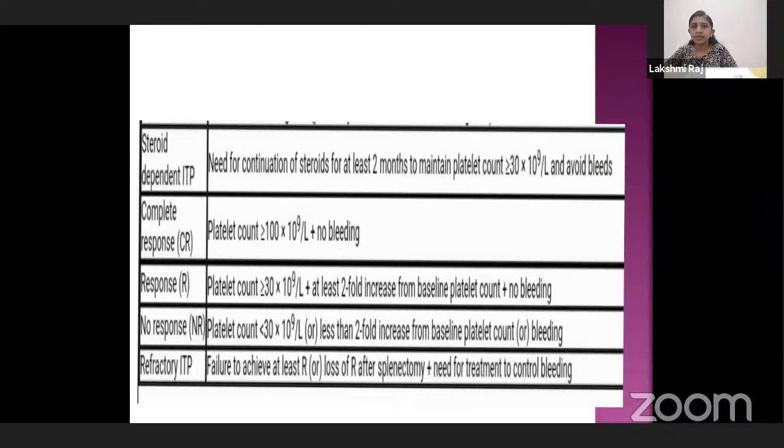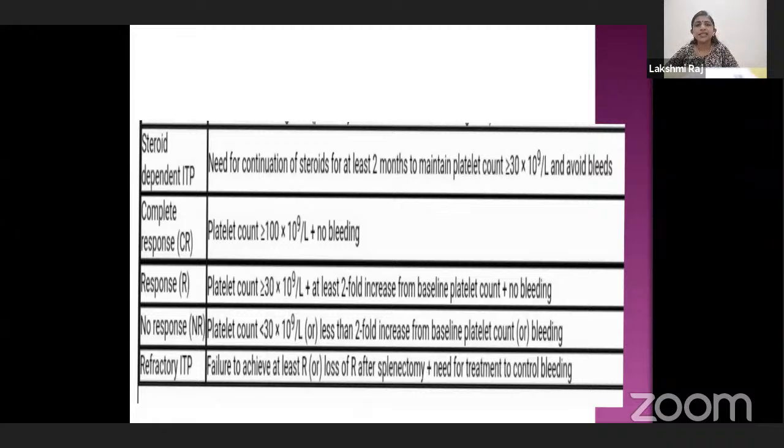Response means it is not complete, but there is response if the platelet count has gone above 30,000. And along with that, there should be twofold increase in the platelet count from the baseline. So when the child is presenting with a platelet count of 15,000, say, or 20,000, and if the platelet count is going above 40,000, that means it is a response. That is, there is a platelet count of more than 30,000 and it has increased twofold from the baseline platelet count. And along with that, the patient should not have any bleeding. That is what is known as response. And no response is when the platelet count is less than 30,000, or there is a less than twofold increase, or if the child is having bleeding.